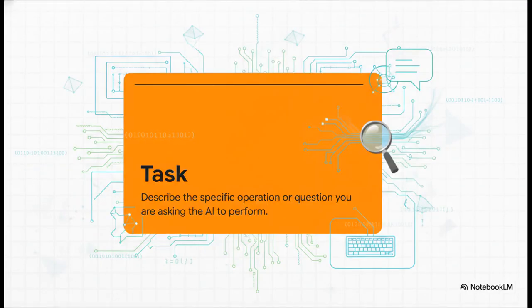Okay, next up, we define the task. This is the core instruction, right? It's the main verb of your entire prompt. And you have to be so specific here. Vague instructions like, fix this, are only going to get you vague results. Precision is everything. See that?